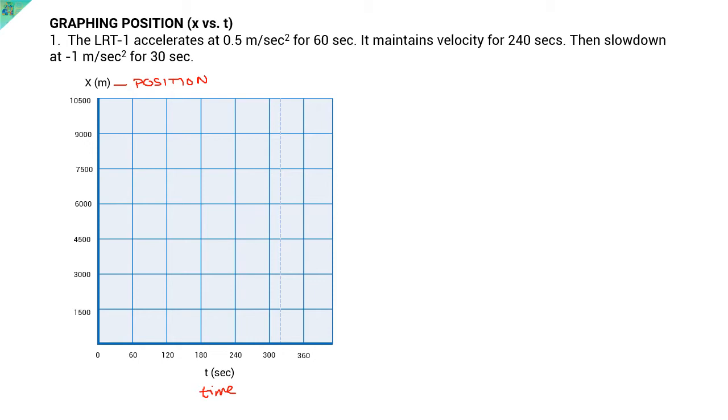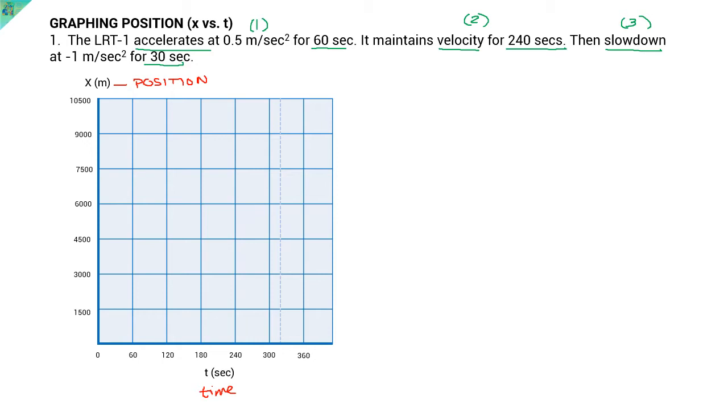The first situation is when it accelerates for 60 seconds, and then it maintains its velocity for 240 seconds, and then it slows down for another 30 seconds at an acceleration of -1 meters per second squared. So you have 3 situations. So this is your position time graph, and how do we write it down?